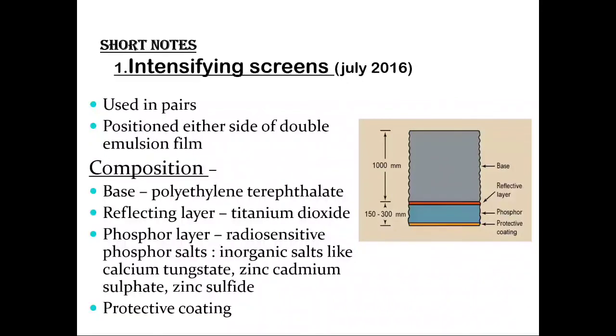That is, it contains the base, the reflecting layer, phosphor layer, and the protective coating. So the base comprises polyethylene terephthalate, and then the reflective layer contains titanium dioxide. The base normally helps to mechanically support the other layers, and it also has a reflective property, wherein it reflects the light emitted from the phosphor layer back towards the X-ray film.